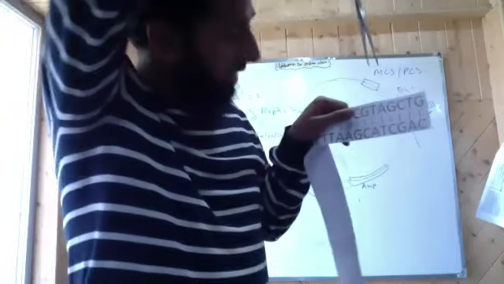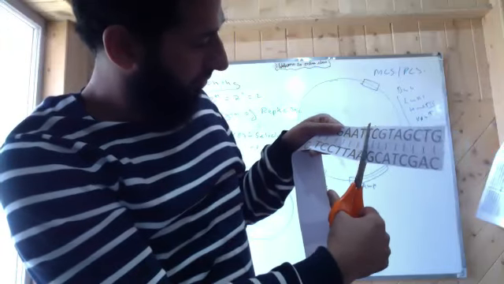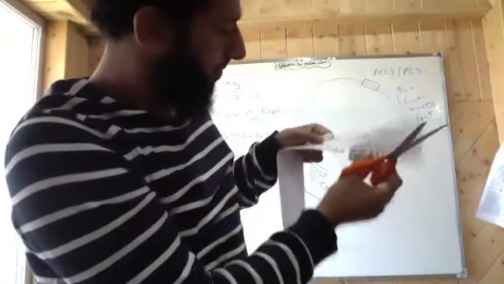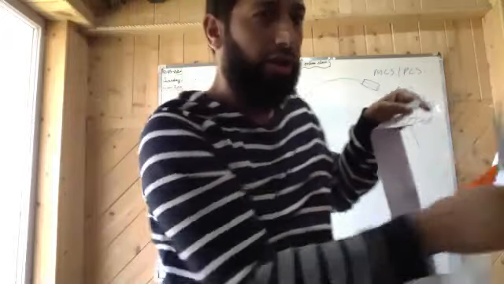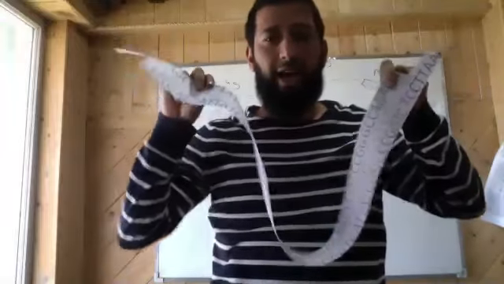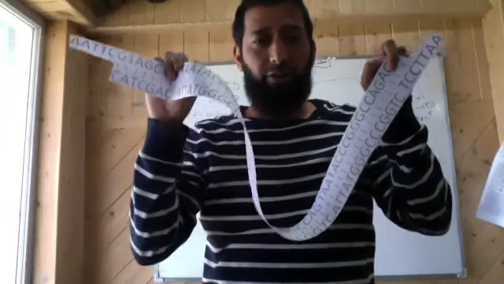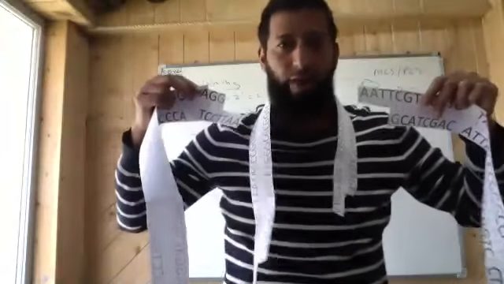So GAATTC again. Here. Is it visible? Okay. Now you see you have an insert that has compatible ends with your vector. Now this is your insert. I'll keep it like this. This is your vector, right?